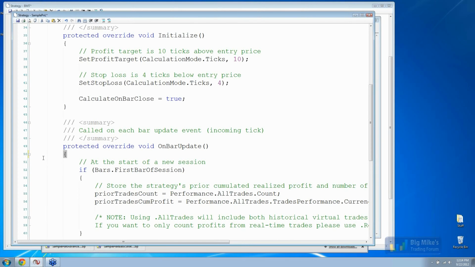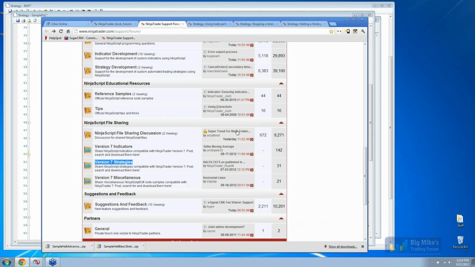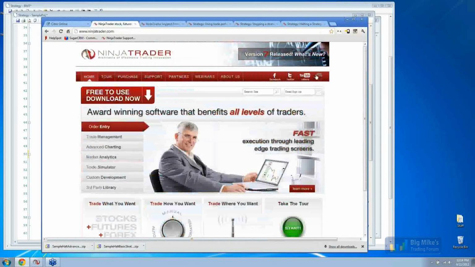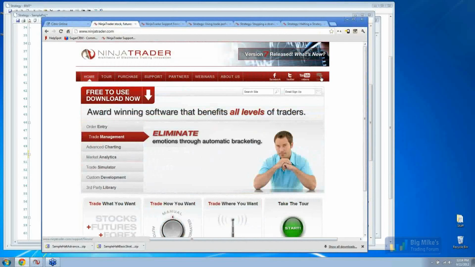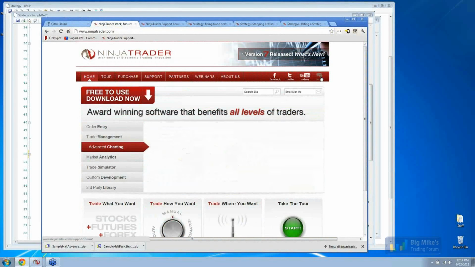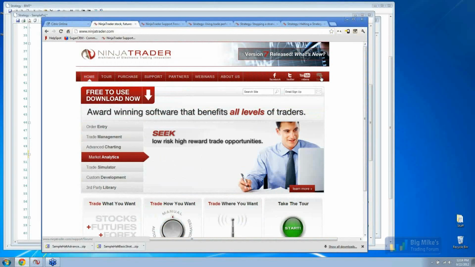If you guys have any questions, send an email to support@ninjatrader.com, or you can jump on our support forums. To get to the support forums, just go to NinjaTrader.com over here and click the forum button on your top right. And those reference samples I showed you, definitely check those out. Definitely check out all the other reference samples as well, because they cover a lot of information, and it's really good information.